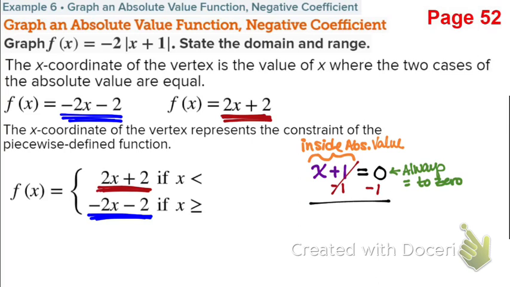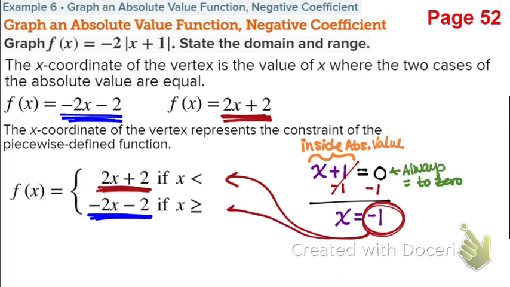And when I do that, I get that x is equal to what? It is negative 1. 0 minus 1 is negative 1. This right here is what I put in both of these spots. This is my fence. This is where my fence goes.